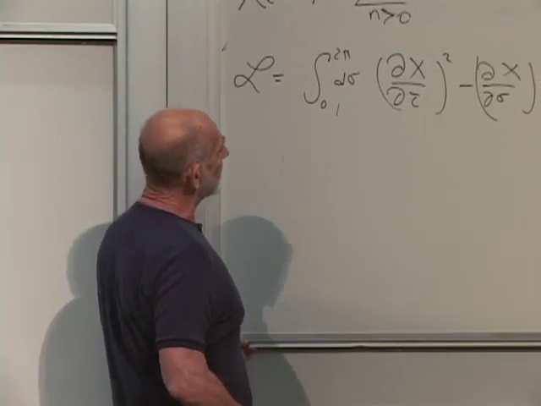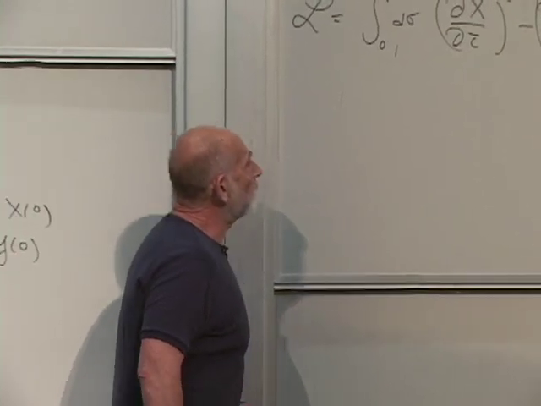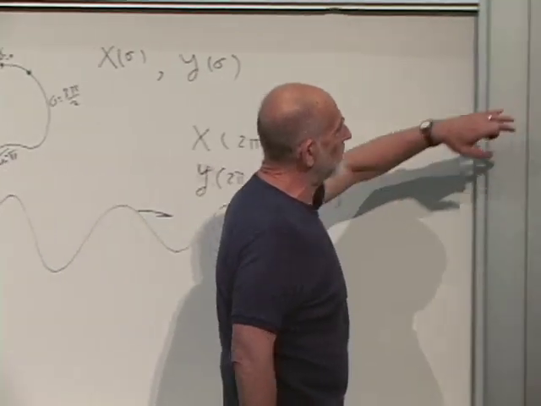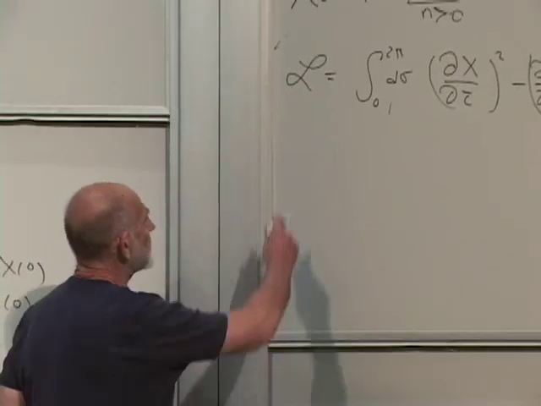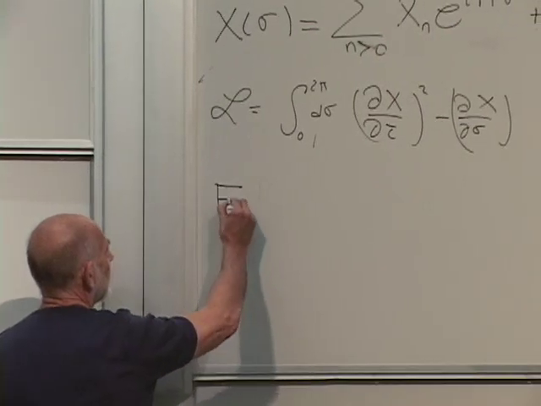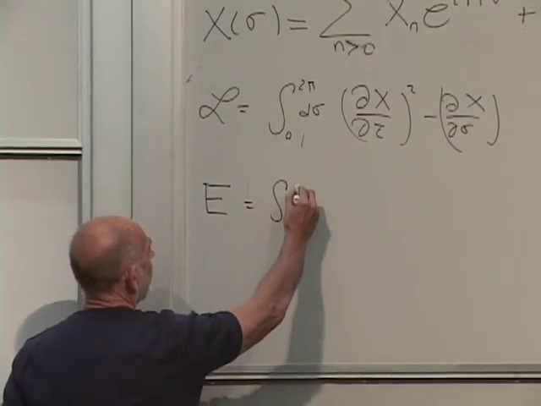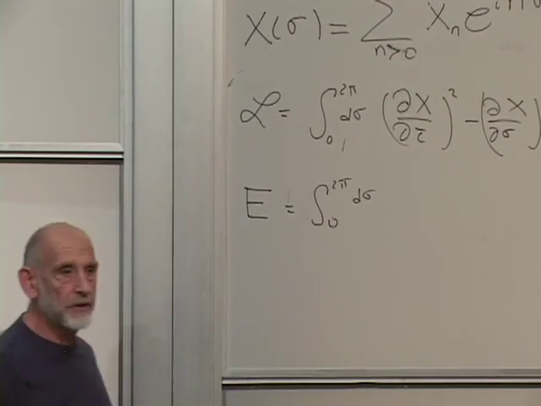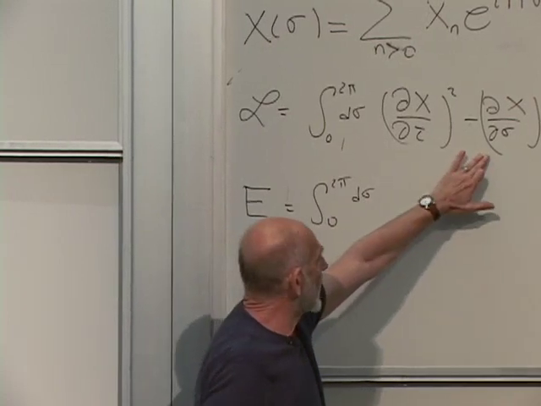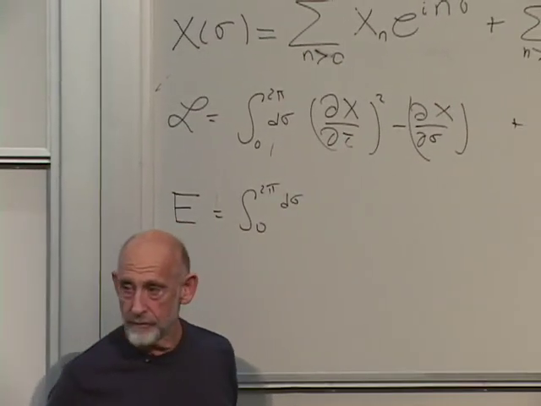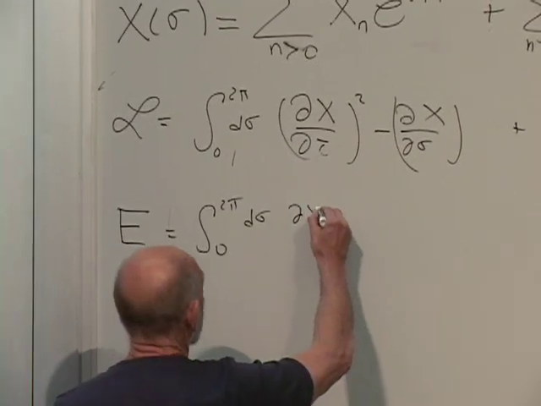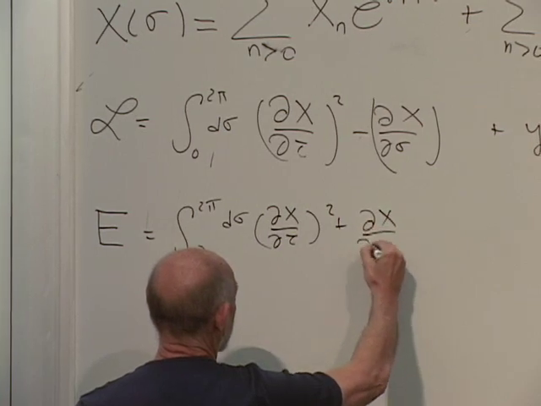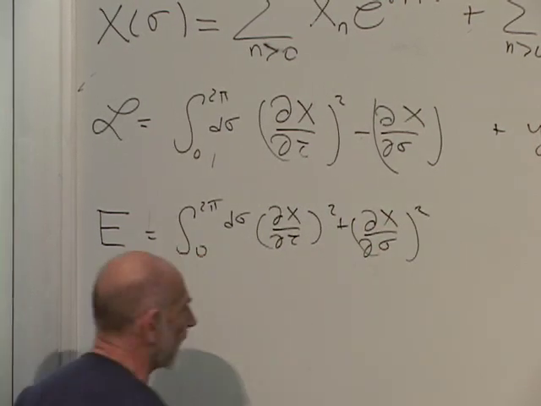Oh, before I do that, let me do something else first. I don't want to write down the harmonic oscillators. I want to look at this formula for a minute. This is the Lagrangian. What's the energy? Same thing with a plus sign. This is potential energy. This is kinetic energy. dx by d tau squared plus dx by d sigma squared. Likewise for y.